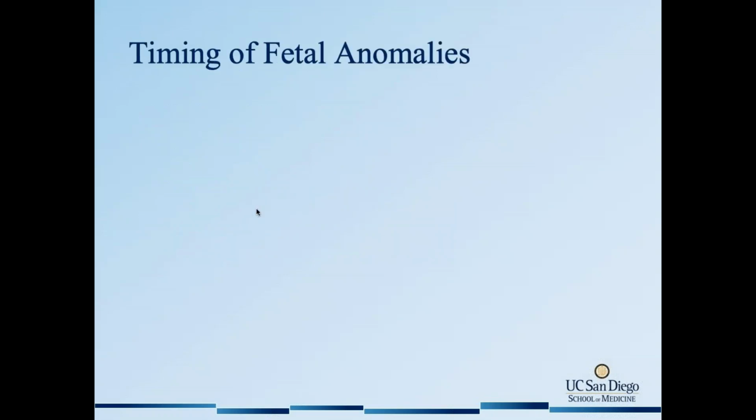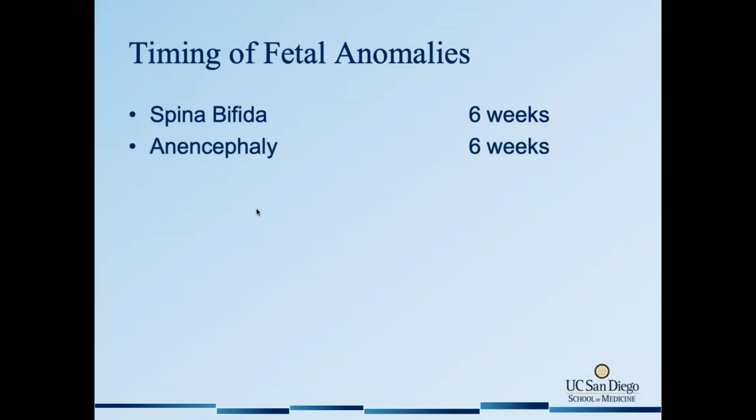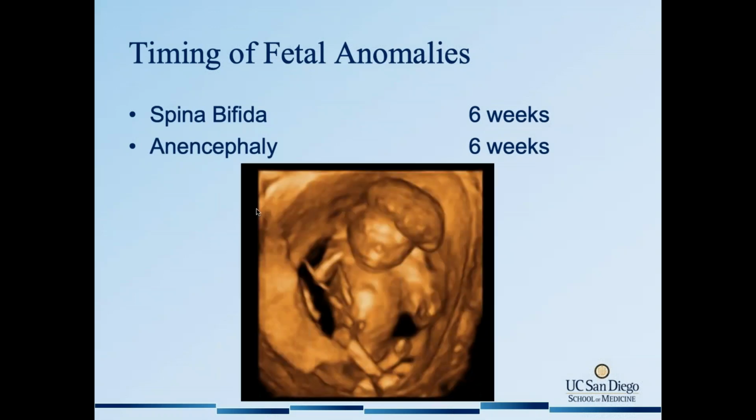When we talk about timing, I mentioned that it occurs early, but how early does it occur? Spina bifida, as early as 6 weeks, anencephaly, 6 weeks. And here is a picture of a first trimester embryo showing what we see as almost a little cap on top of the head, which is actually the brain protruding from the skull, and that's a 3D image of anencephaly.